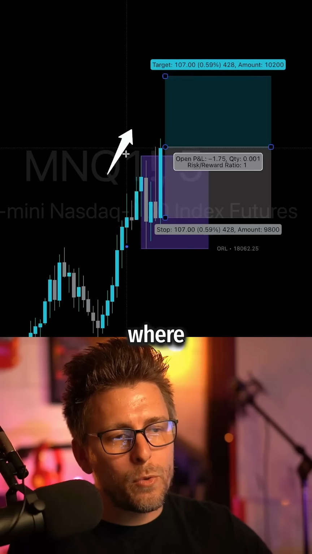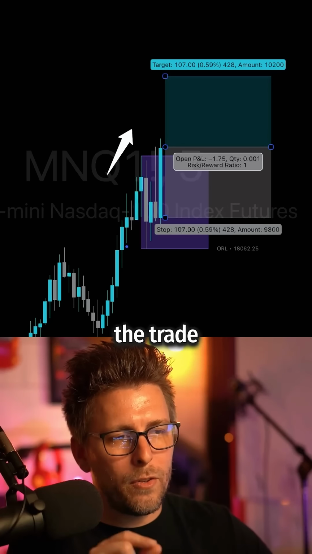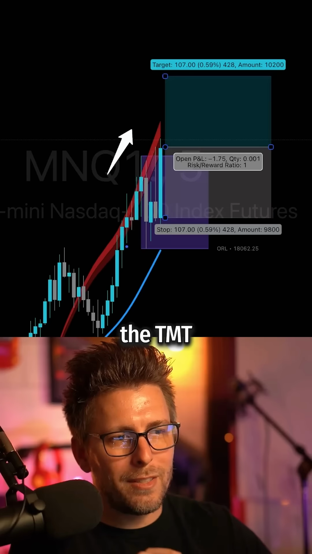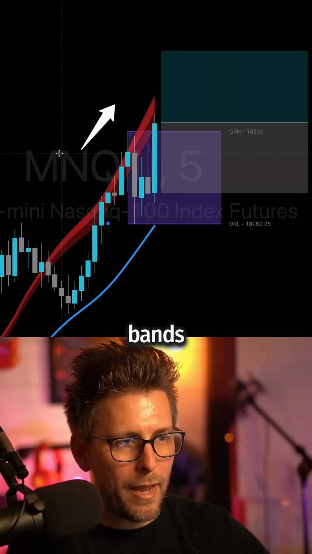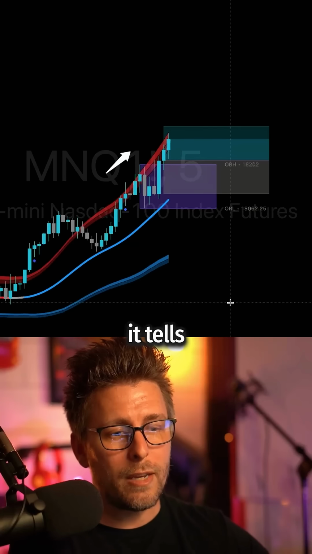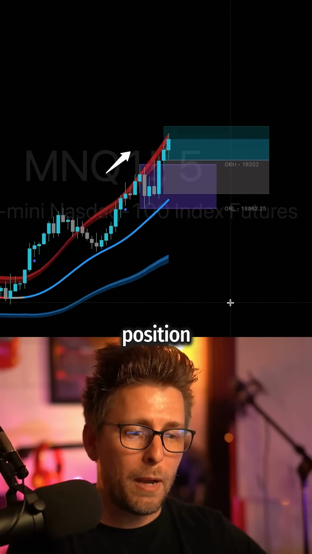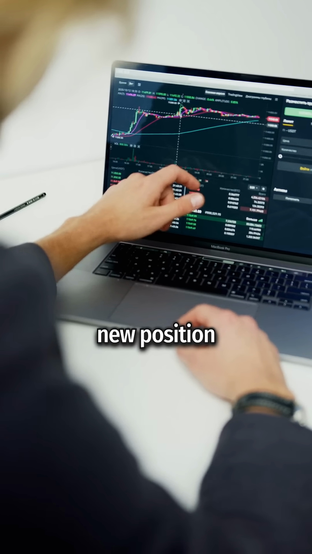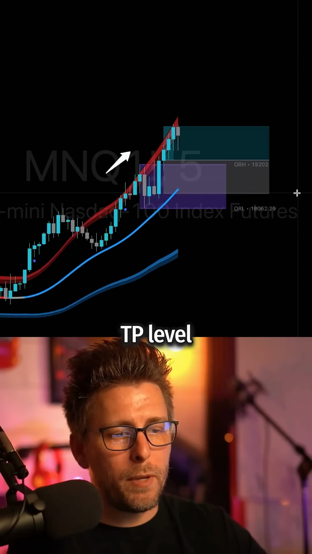Easy. And now here's where it gets good. Once I'm in the trade, I turn on a custom indicator called the TMT Crazy Horse Bands. And if price action lines up in certain zones on this indicator, it tells me it's okay to add to my position or just open up a new position. Here you can see the first auto TP level was hit.